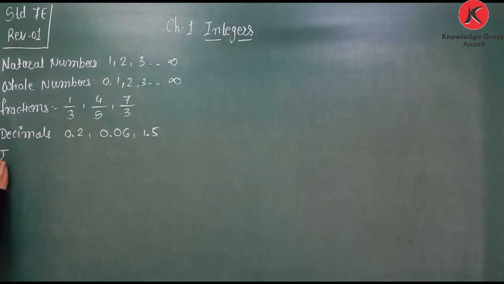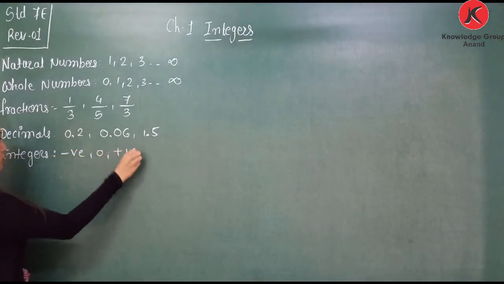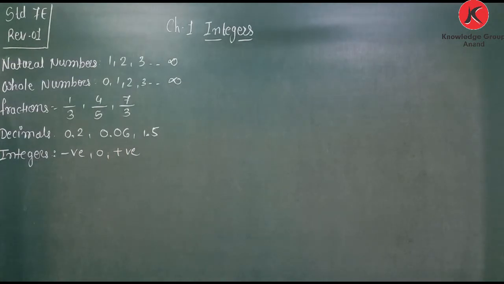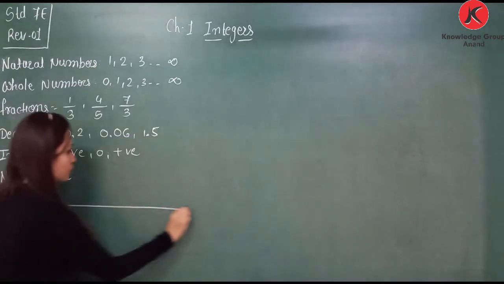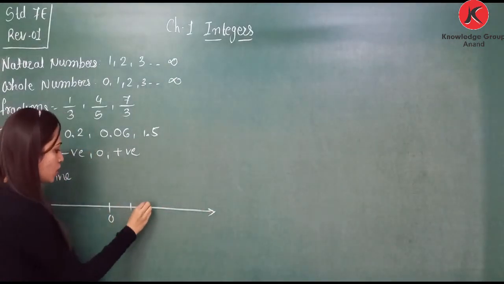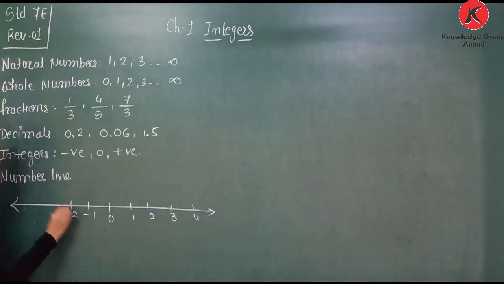So integers include negative, 0 and positive. Which numbers will be there in the integers? Negative, 0 and positive. Now, in integers we learn the number line. So how to represent the number line? On the number line, positive numbers will be on the right side, negative numbers will be on the left side.